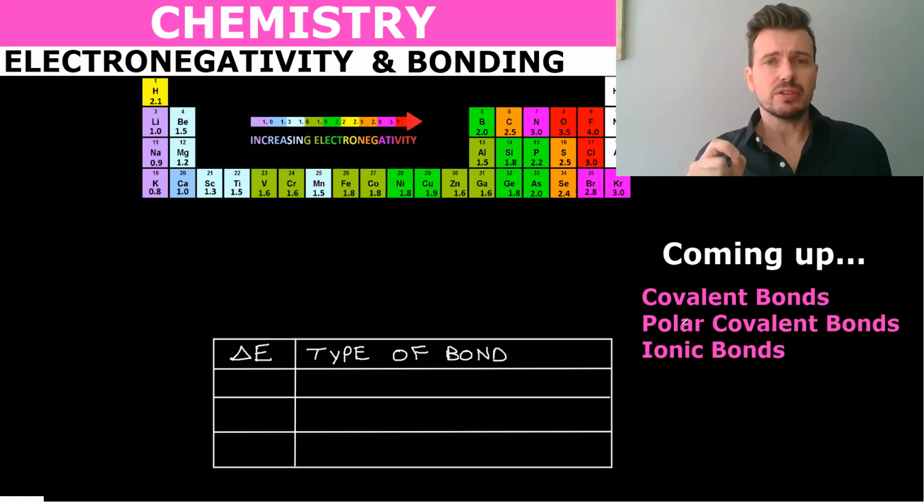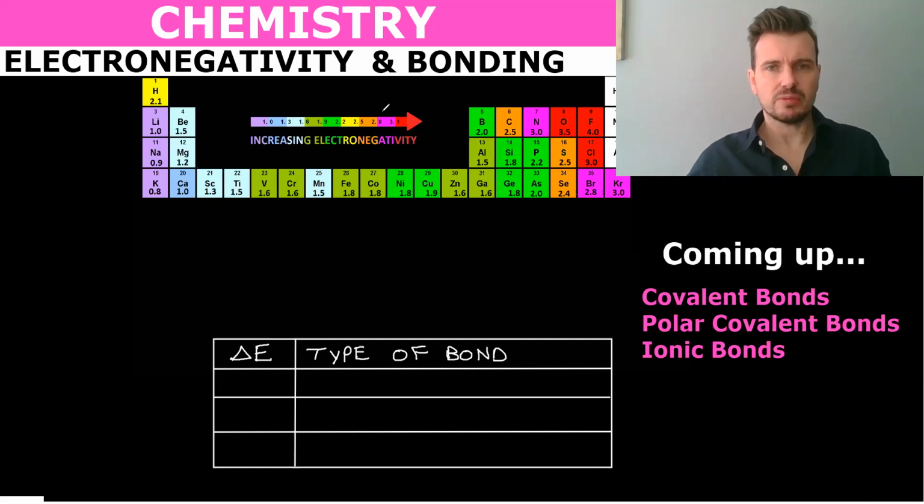So let's look first at what electronegativity is. Well, in a nutshell, electronegativity is an atom's desire to hold on to electrons. It's how much it wants to hog electrons. So let's look at the periodic table and the trends as we go across the row.